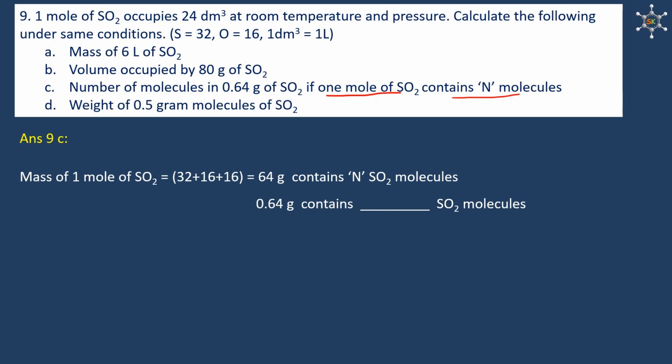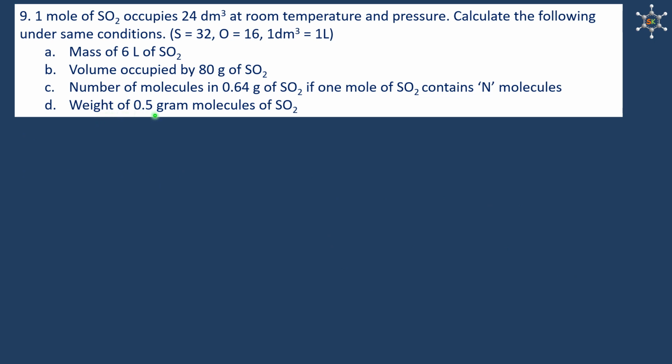Again, apply the unitary method. 0.64 gram multiplied by N divided by 64 gram. This will give us 0.01 N, that means N divided by 100. So, 0.64 gram of SO2 contains N by 100 SO2 molecules.